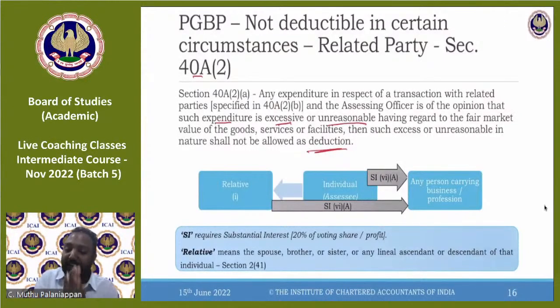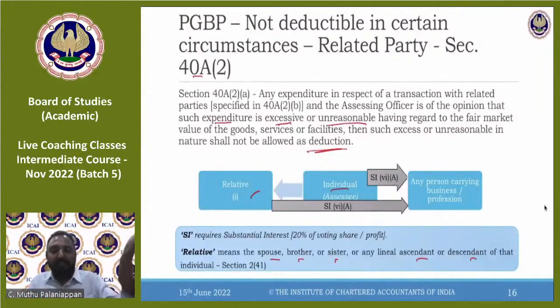So from the angle of an individual, if the individual is the assessee, a relative is a related party. Who is a relative? Spouse, brother, sister, any lineal ascendant, any lineal descendant. So father and grandfather are lineal ascendants. A lineal descendant is a son, grandson, or great grandson, whatever it is. So spouse, brother, sister, and the parents, lineal ascendants and lineal descendants, are called relatives under the Income Tax Act.